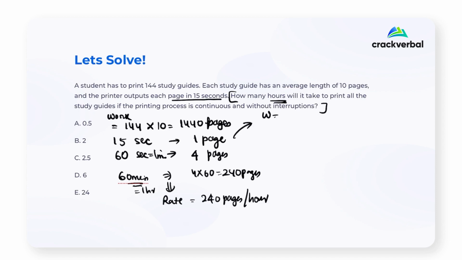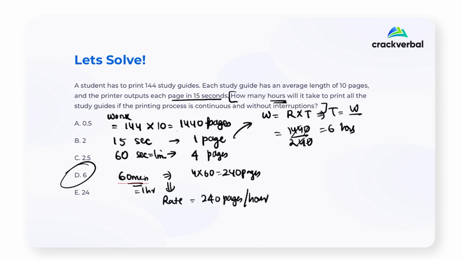We know that work is a product of rate and time. The rate here is 240. The work here is 1440. So time has to be a ratio between work and rate, which is equal to 1440 upon 240 or 6. 6 hours is the time that we have to look for.